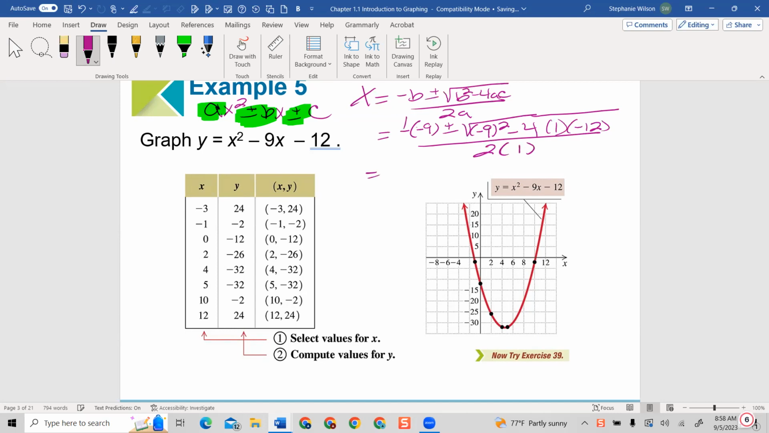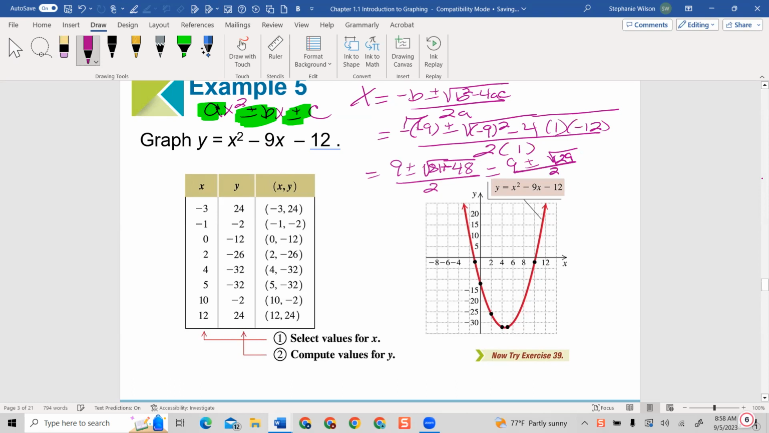So let's clean it up. This negative times this negative is a positive. Negative 9 squared is going to be 81. Negative 4 times that negative 12 gives me 48, and it's positive, right? Because negative times negative is positive. Divided by 2 times 1, which is 2. So now I have 9 plus or minus the square root of 81 plus 48, which is 129, divided by 2.